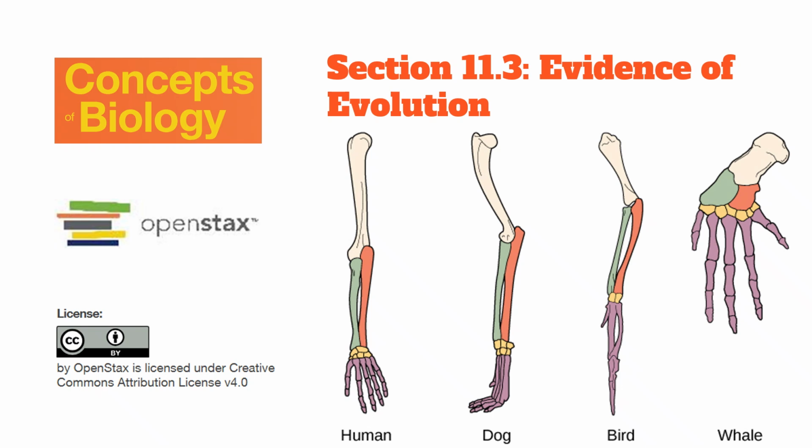Welcome to section 11.3, Evidence of Evolution. In this section, we'll examine the evidence that supports the theory of evolution. Scientists draw on fossils, anatomy, embryology, biogeography, and molecular biology to demonstrate that species change over time and share common ancestry.